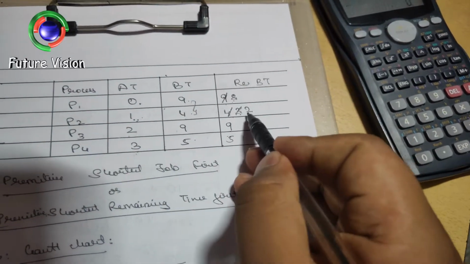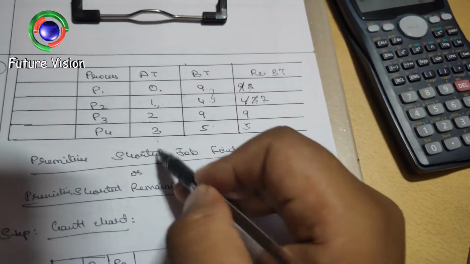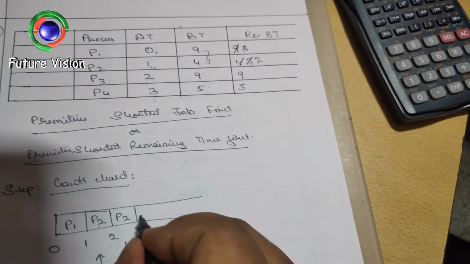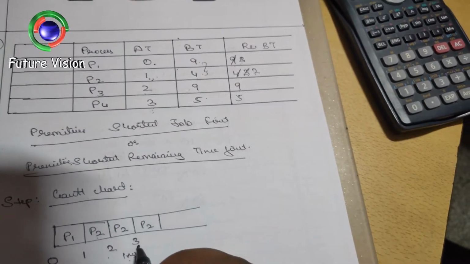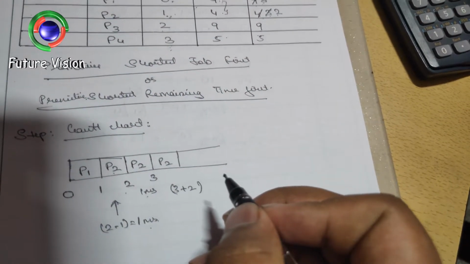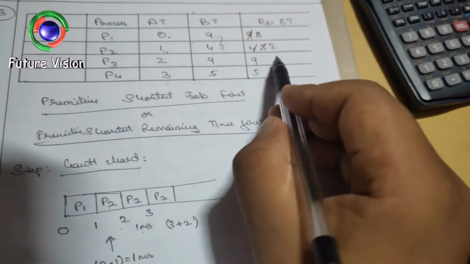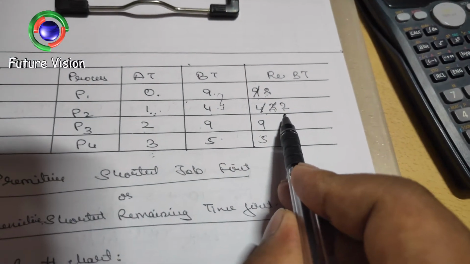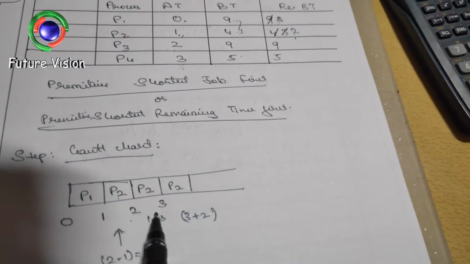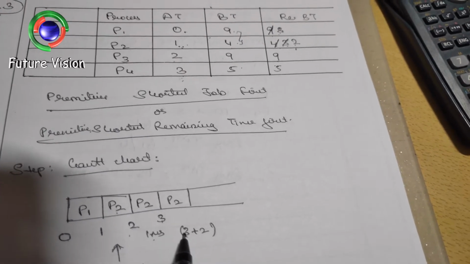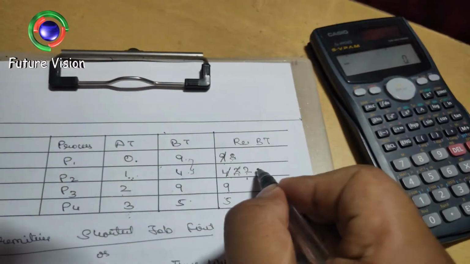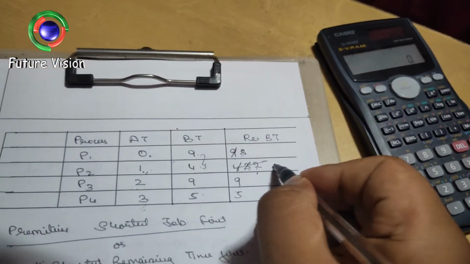Among these the shortest is 2 and there is no other process, so P2 continues its execution till the end. P2 has a remaining burst time of 2 milliseconds to complete its execution. The Gantt chart's last time is 3, so 3 plus 2 is 5. Now P2 gets completely executed.